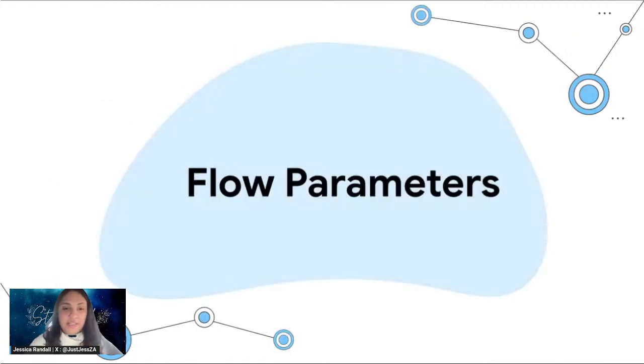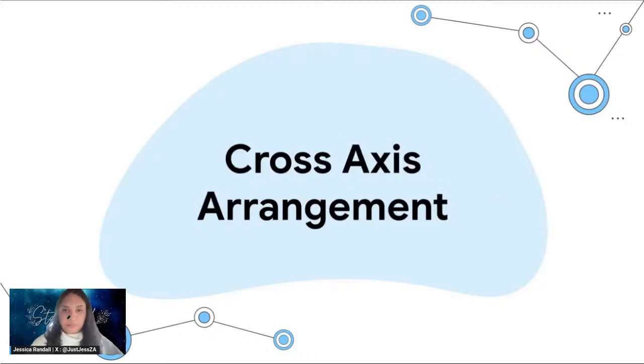So now we're going to look at some flow layout parameters, or flow parameters. There are two different types of axis arrangements. You have cross-axis arrangement and you have main axis arrangement. I've focused on main axis arrangement in terms of demoing it and doing examples of it, but I will explain cross-axis arrangement as well.